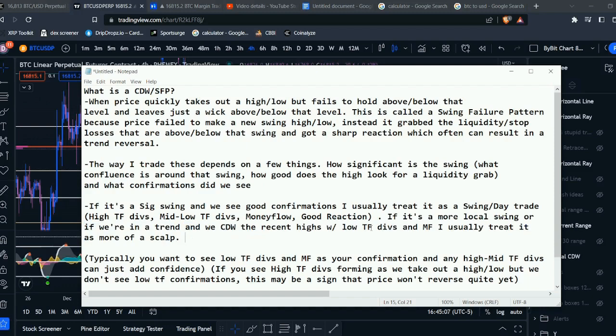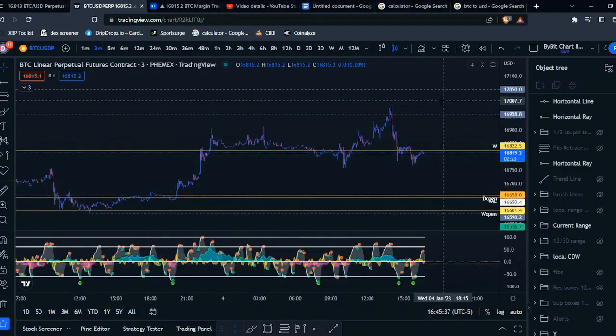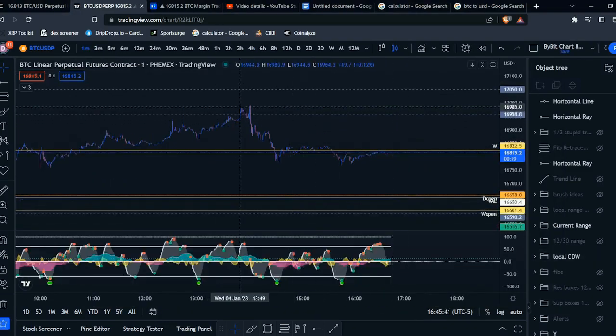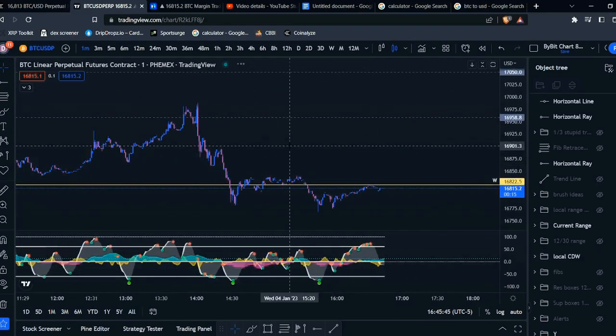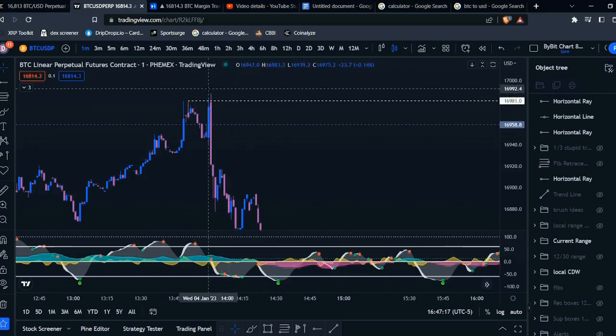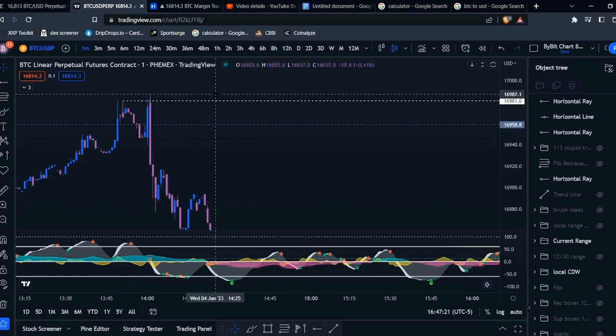Now, I want to talk about the confirmations for more of the scalp trades, and then I'll get into the confirmations for the higher time frame CDWs. But what you pretty much always want to see with swing failure patterns is the low time frame confirmations as well. Now, for the most part, for low time frame confirmations, I like to use the 1 minute time frame.